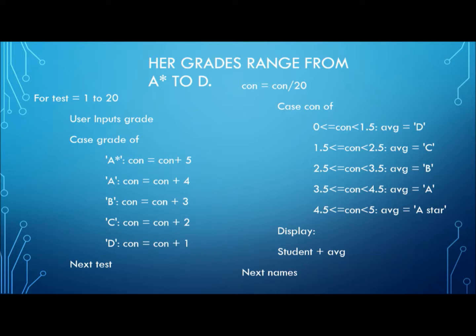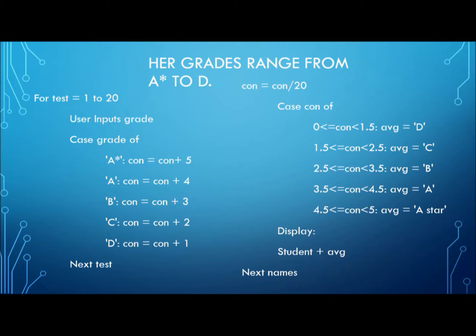And the second case of statement converts it back into a grade. So we need to make sure that we have con between 2 numbers. We can't say a range because it can be a decimal and it can be point and maybe even, for example, 10 decimals. So we don't know how far that goes. So we can have equal to, greater or equal to, and less than.